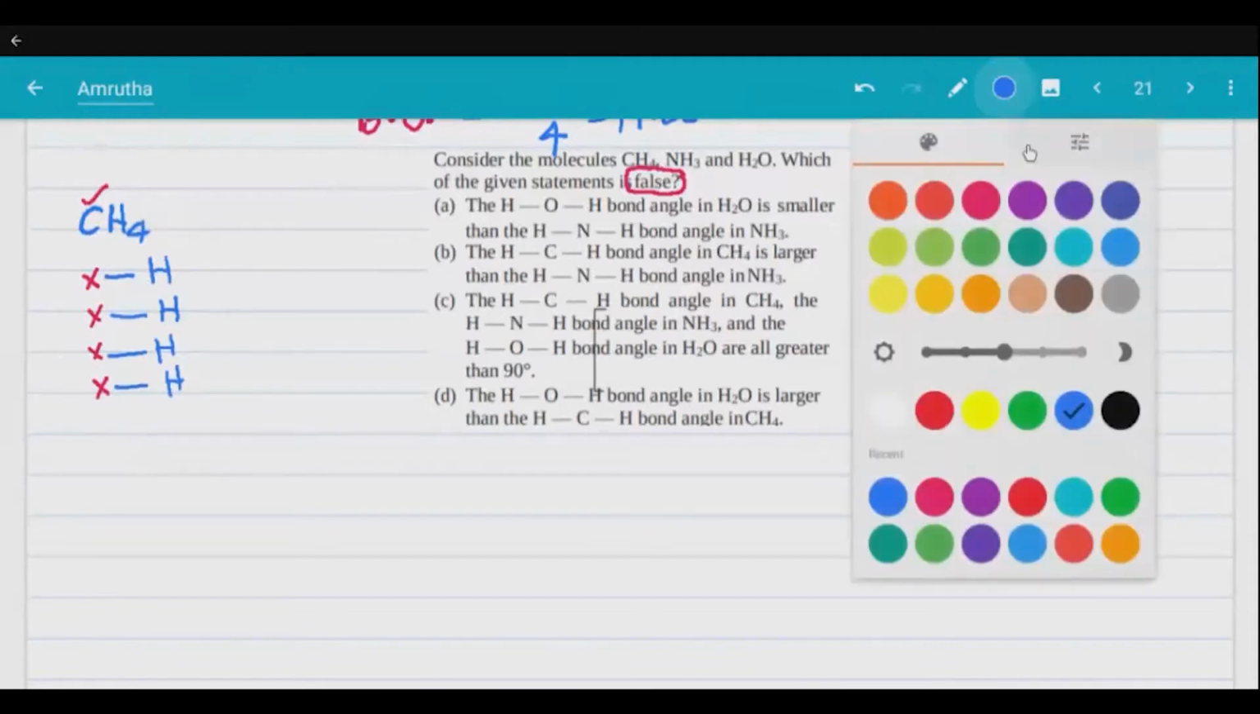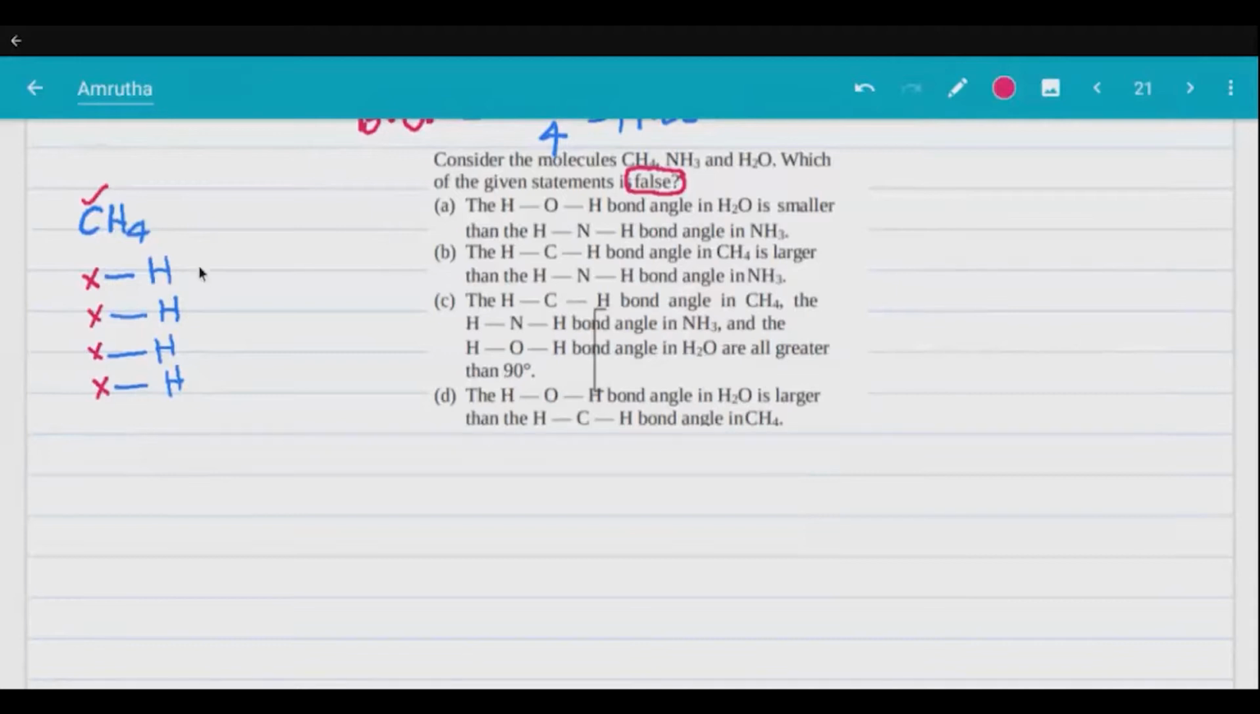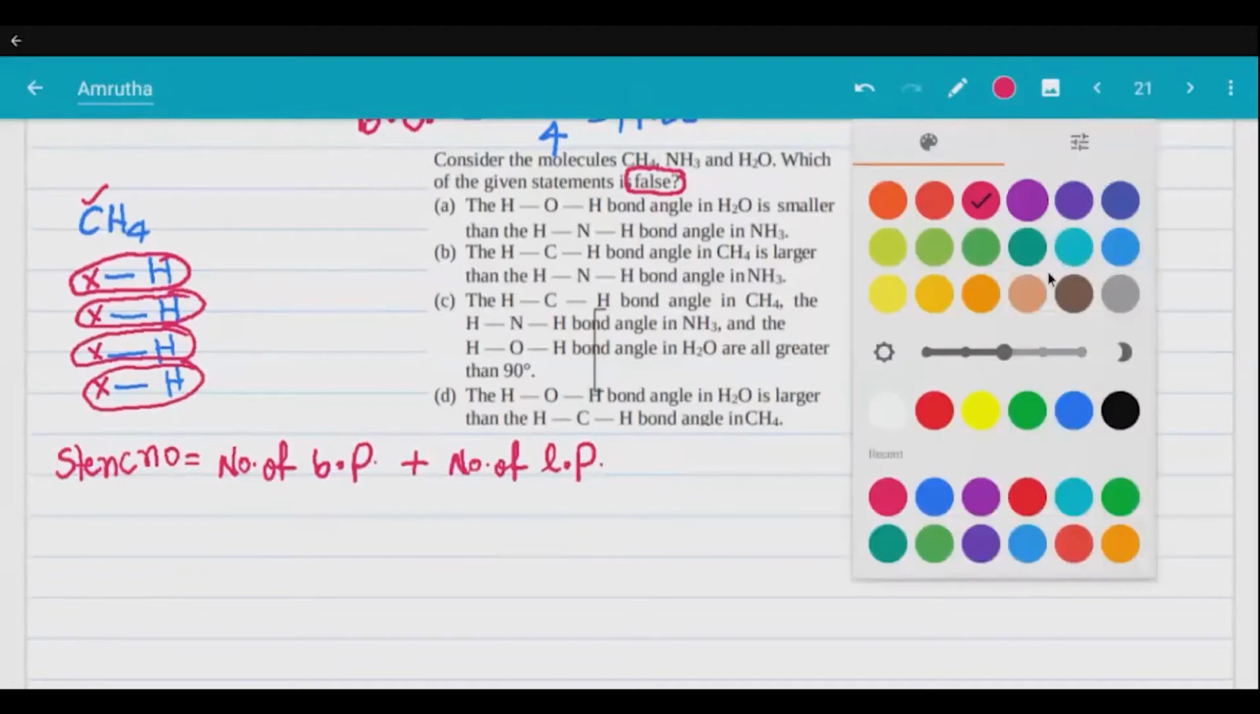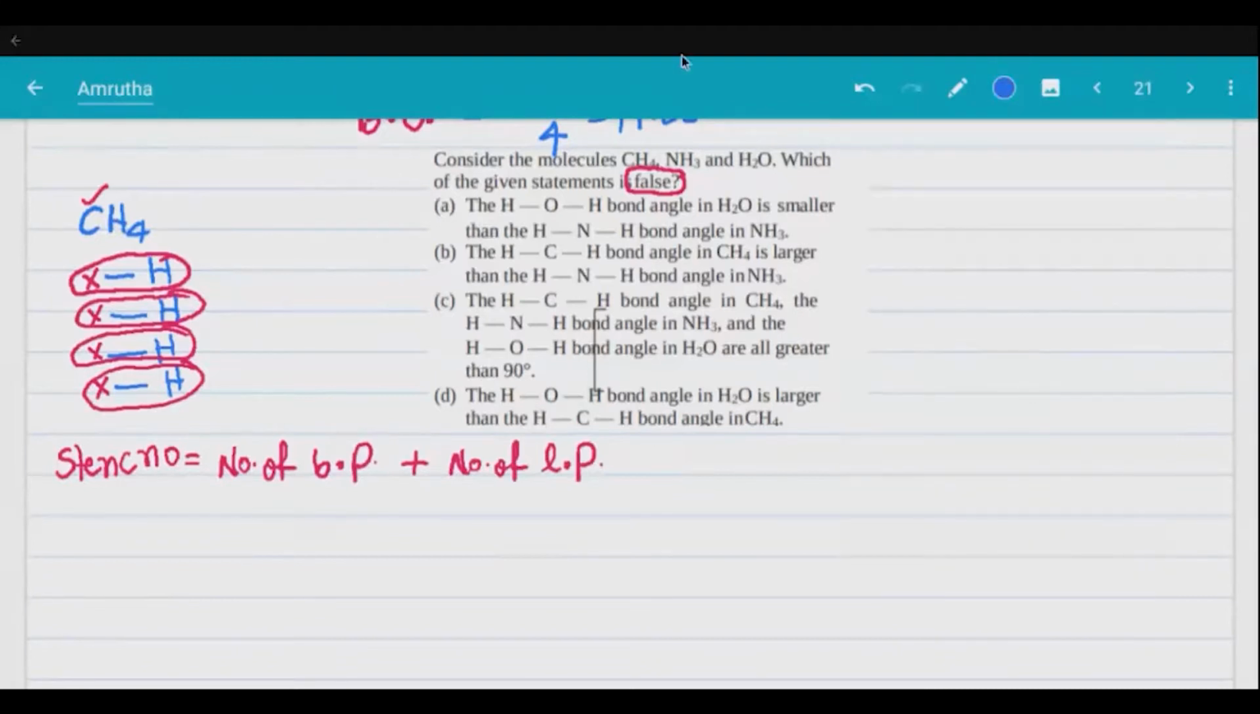Now let us count this number. What is this number, sir? It is called bond pairs. This is one pair, this is another pair, second one, this is the third one, this is the fourth one. So this is called the steric number, which is equal to the number of bond pairs plus the number of lone pairs. If you know the steric number, we can predict the geometry, the shape of a molecule.